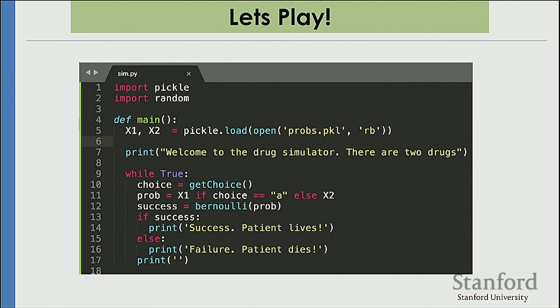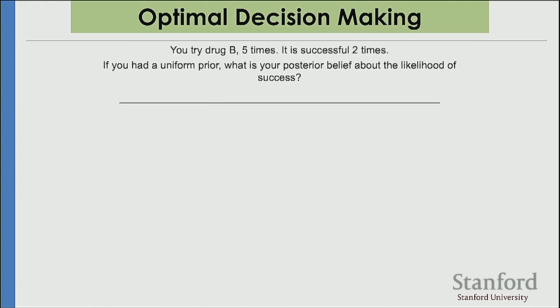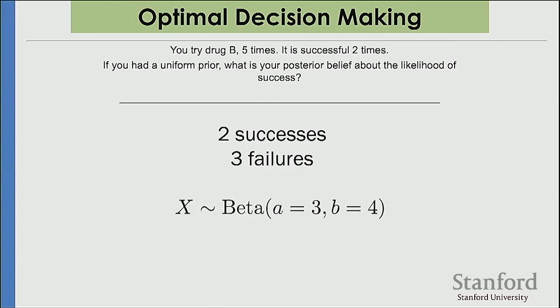So this game, we just played it. Is there a principled way of playing this game? And people have done a lot of research on this, and it's still up for debate. There's different people who have different ideas on how you could play this. I'm going to set up a particular context. If you've tried B five times, and you got two successes and three failures, we have a formal way of thinking about the probability that B is successful.